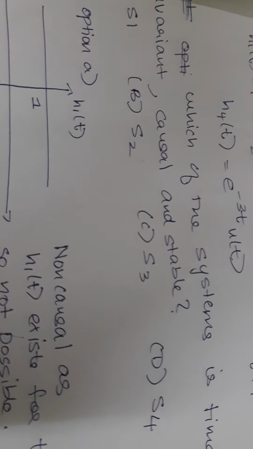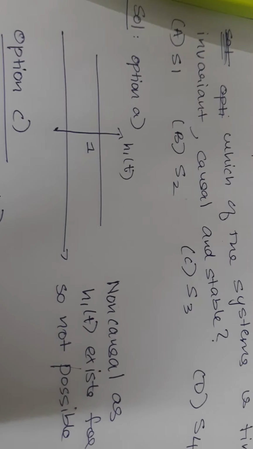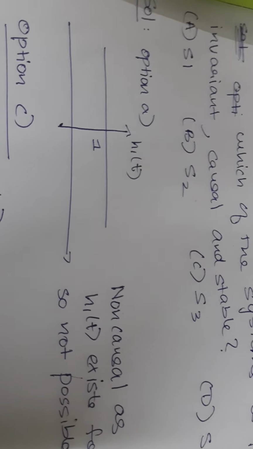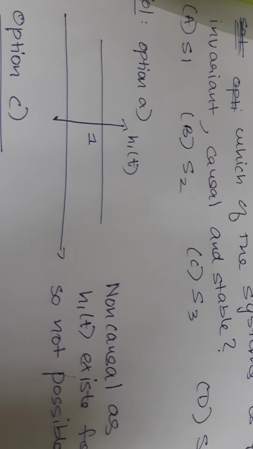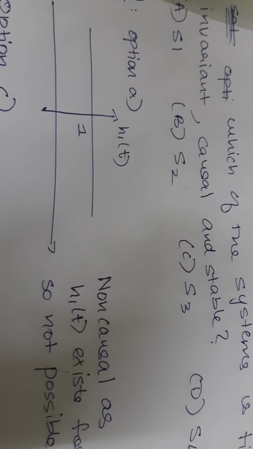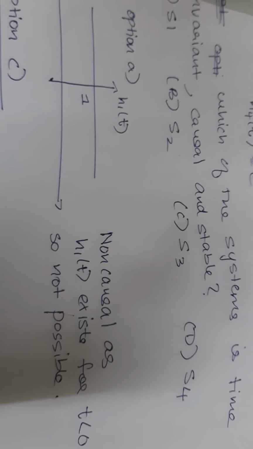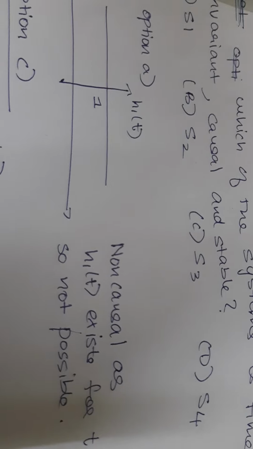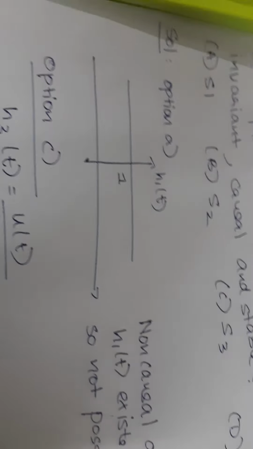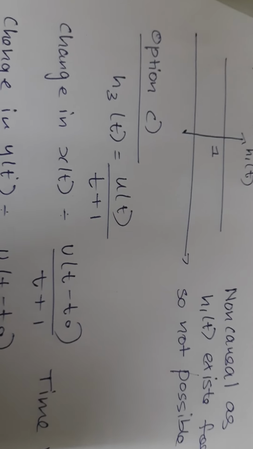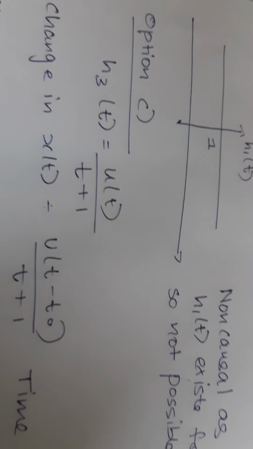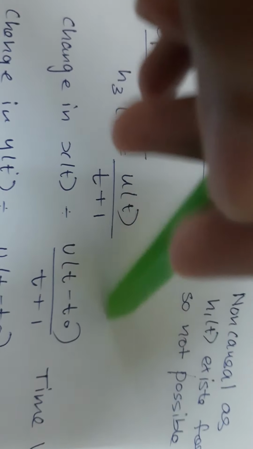Option A is h1 of t equal to 1. So when I sketch, I see that it's a constant value at all values of t. Now we can say the system is non-causal since h1 of t exists even for negative values of t. So that's not possible. So option A is not correct as we want the system to be causal. Now let me see option C. In option C, let us test for time invariance.